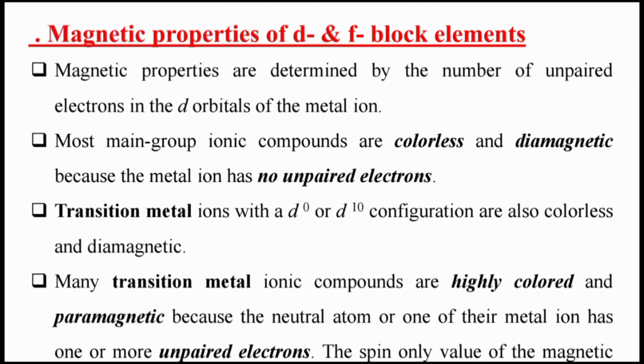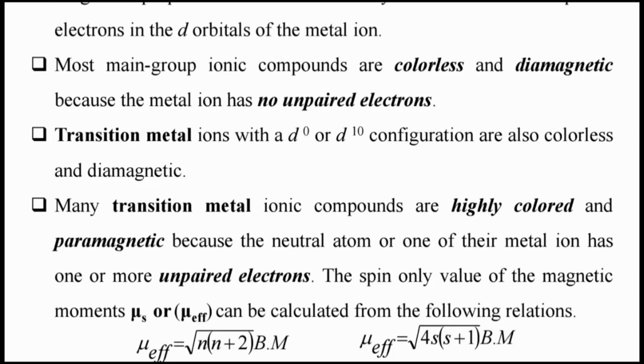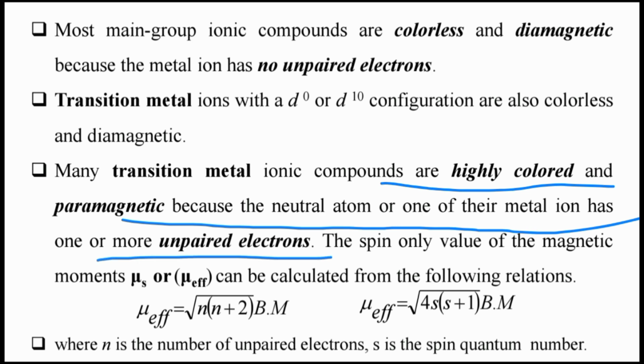Magnetic properties. Most main group compounds are colorless and diamagnetic because the metal ion has no unpaired electrons. Metal ions with d0 or d10 are also colorless and diamagnetic. Many transition metal ions are highly colored and paramagnetic because the neutral atom or one of their metal ions has one or more unpaired electrons, so they show colored compounds.